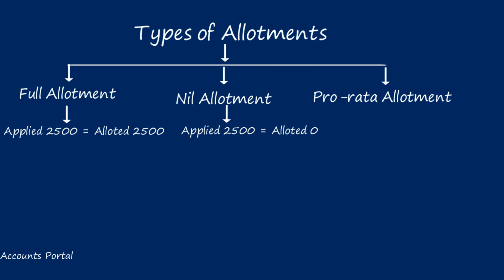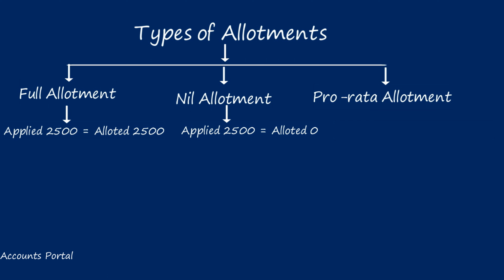Dear students, if you recall the first half of the story, DJ Tillu was terminated from his job due to nil allotment to Radhika. In case of nil allotment, the application money must be refunded. General entry for refund: share application account debit to bank account. Third one, pro rata allotment.